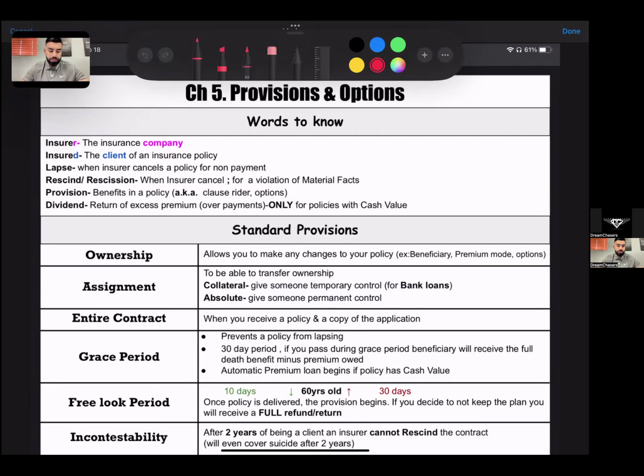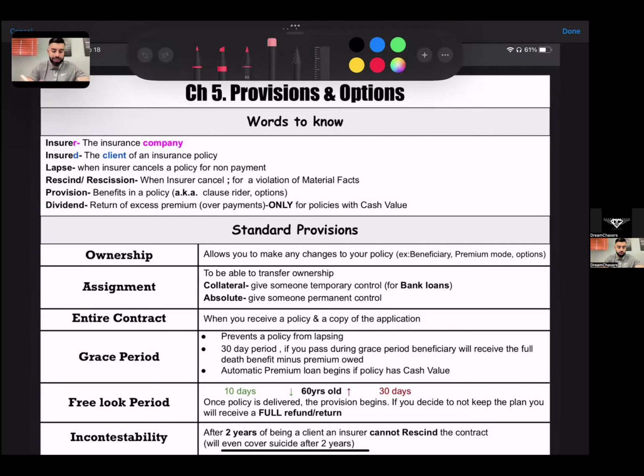So, chapter five, we will be covering provisions and options. Some of the standard provisions you're going to come across in different types of life insurance policies, and three different types of options that we'll be diving into. A couple of the words to know in this chapter.